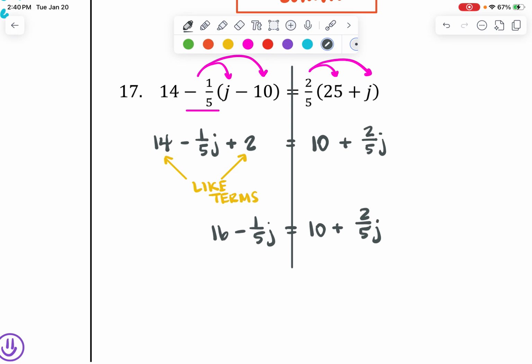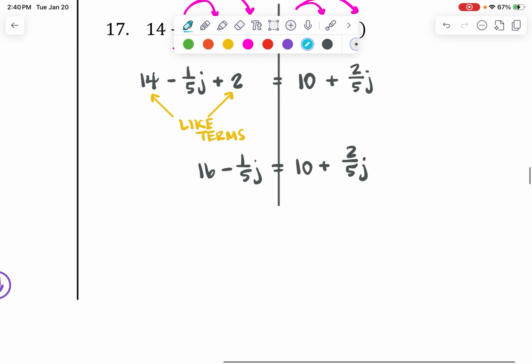Now we need to get all of our J's to one side. So you can either pick up these J's and move them over here, or you could pick up these J's and move them over here. It does not matter. I personally am going to go ahead and keep all my J's positive. So I'm actually going to take these minus 1/5 J's. And if they're subtractors on the left, they become adders on the right. All right, so that's going to give us, let me extend my little wall here. This is a long problem.